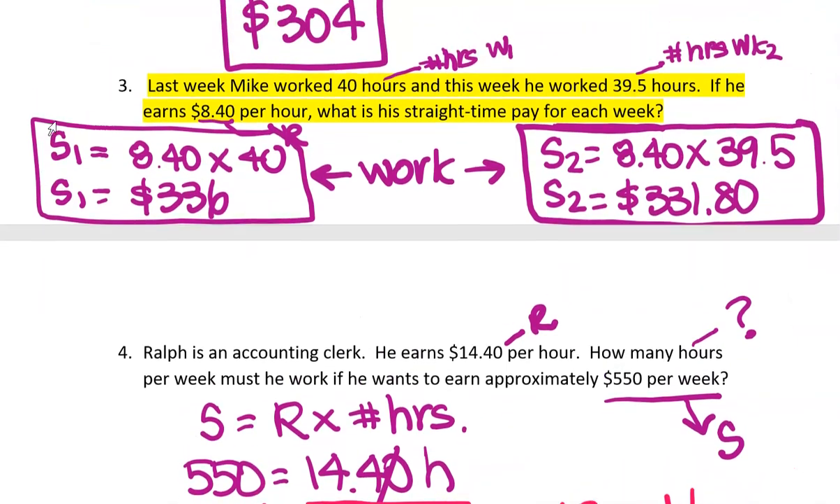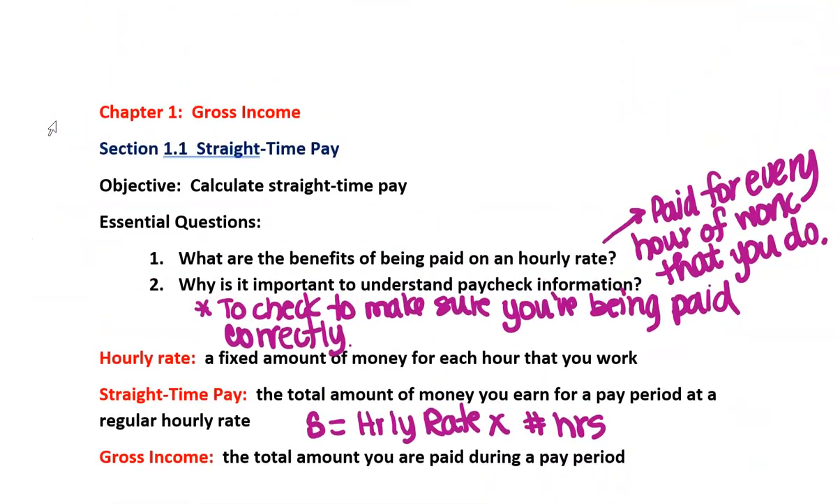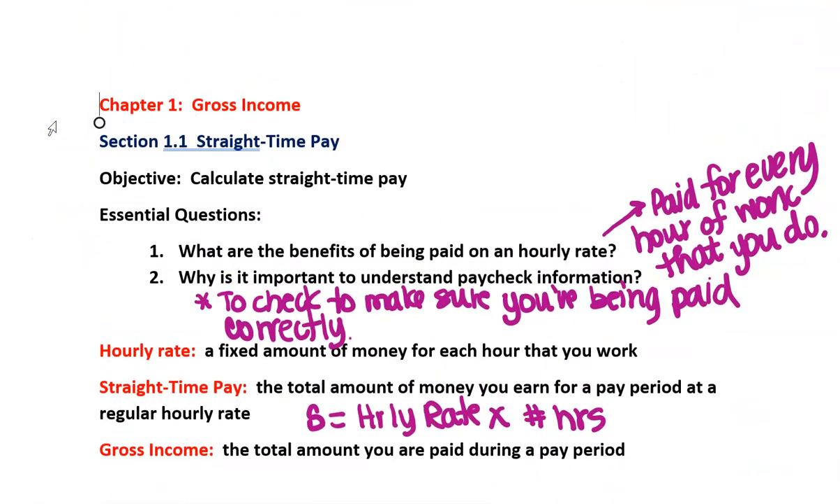So just remember our essential questions that we need to know, the benefits of being paid on an hourly rate. For every hour that you work, you get paid a certain amount. There's others where you only get a certain amount per month. It doesn't matter how many hours you work. So if you worked overtime, you wouldn't get anything extra. Here, you're getting paid a single amount for every hour of work that you do.